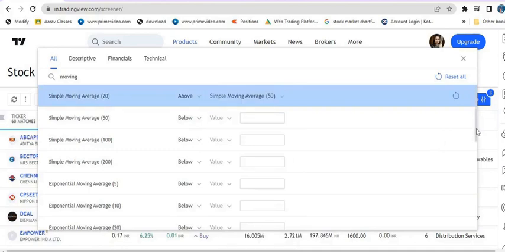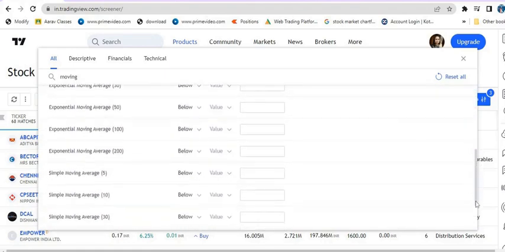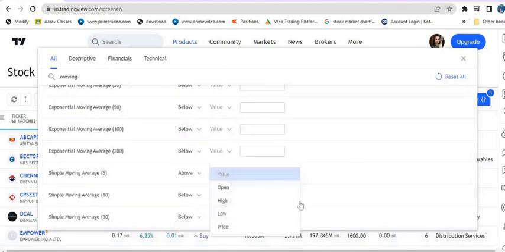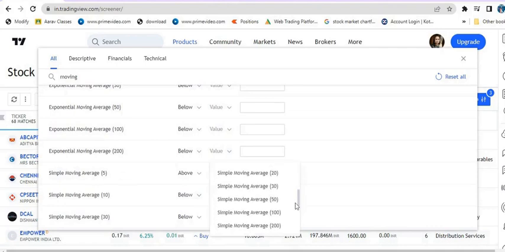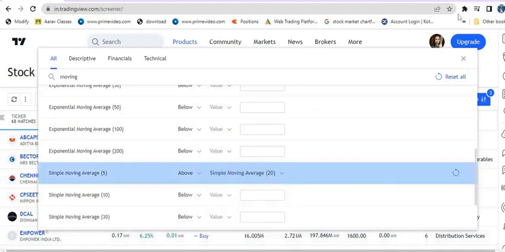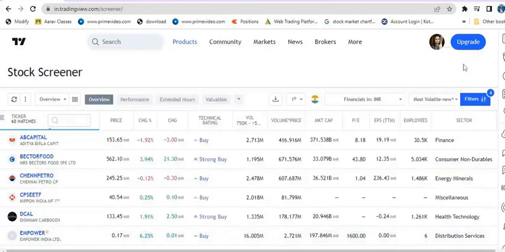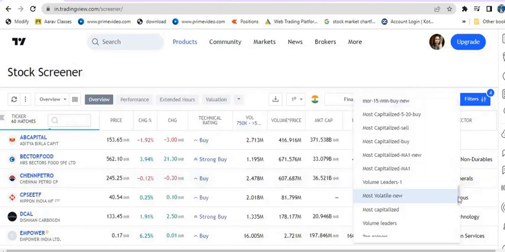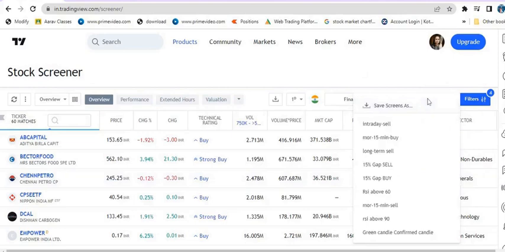And where is moving average 5? Moving average 5. Okay, moving average 5 is above moving average 20. So this is the condition for buying of the stocks. So this is the screener. Save it as intraday buy.